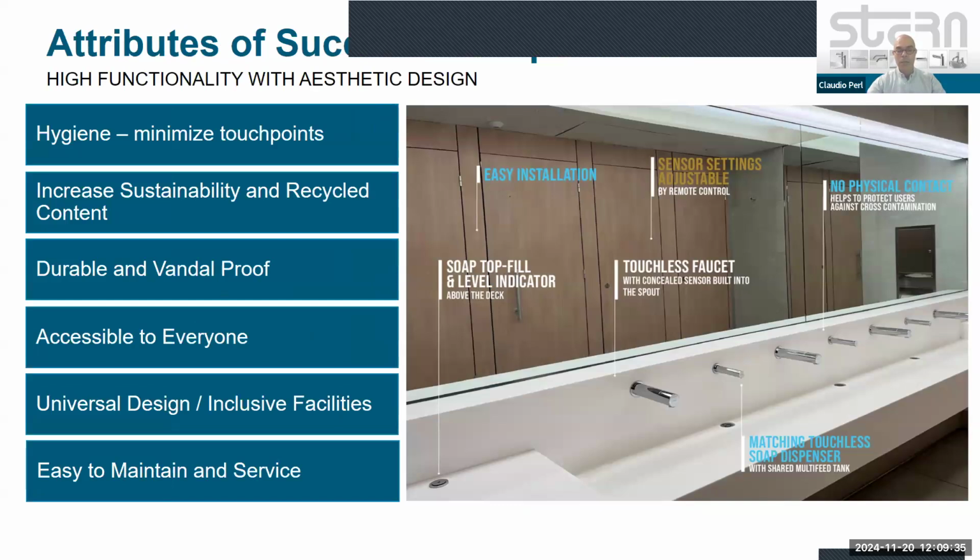So the attributes of successfully specified airport restrooms are based on the following characteristics. First of all, hygiene: minimizing the touching points is extremely important when this technology is specified, so that you know for a fact that there is a completely touchless environment. Increasing sustainability and recycled content, in the way that you can utilize this technology to save more water and avoid wasting paper. That's the reason why you have the hand dryers, of course, touchless.